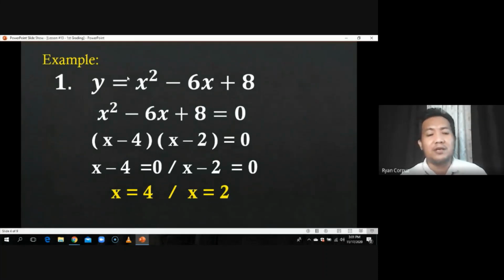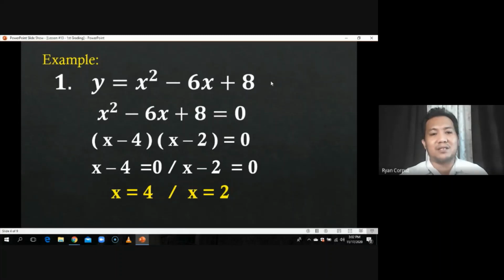So meaning to say, if we are going to graph that given equation of the quadratic function using a Cartesian plane, the parabola will intersect the x-axis twice. That is at points 4 and 2 on the x-axis. So all you have to do is to look for 4 and 2 on the x-axis. Then you already have the 2 points where the parabola will intersect.